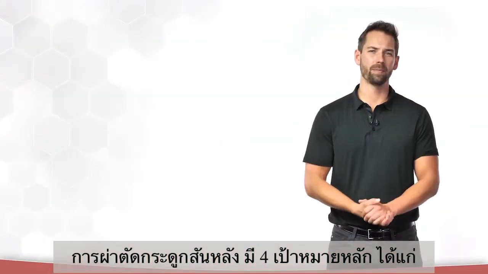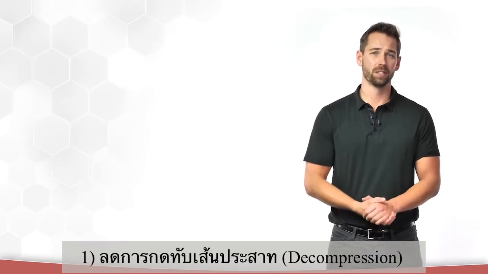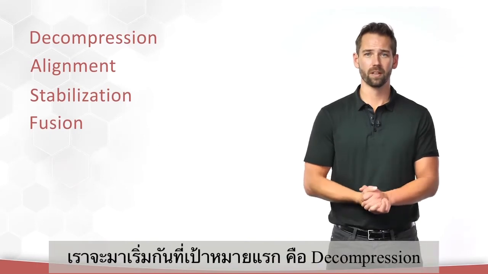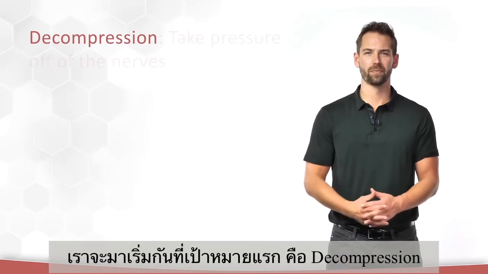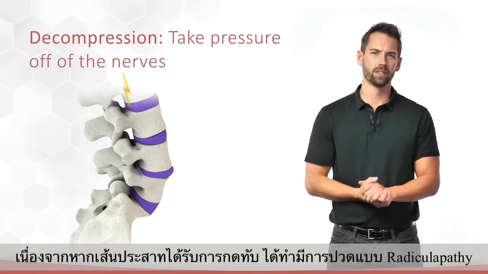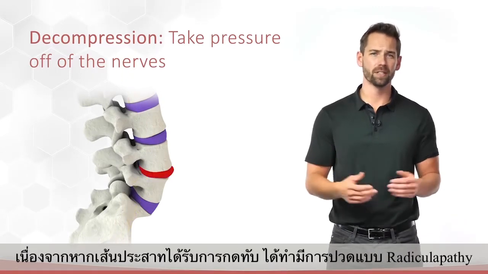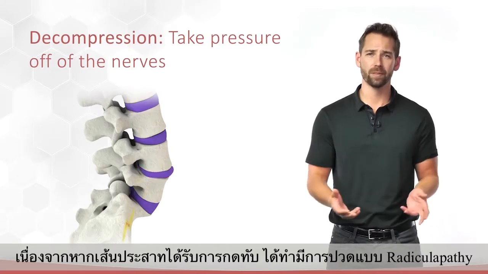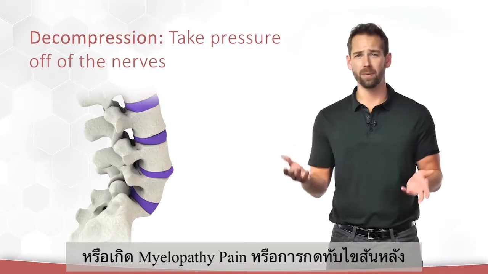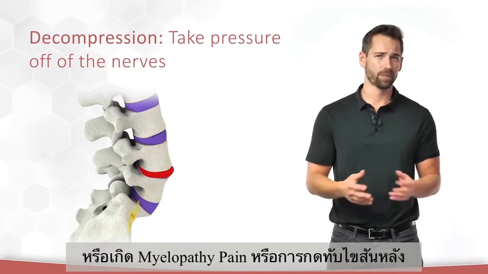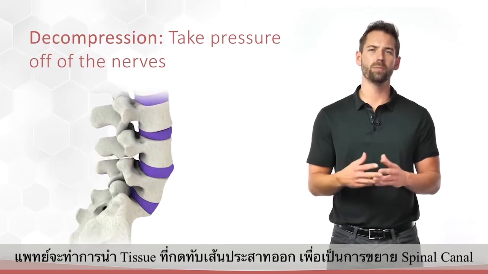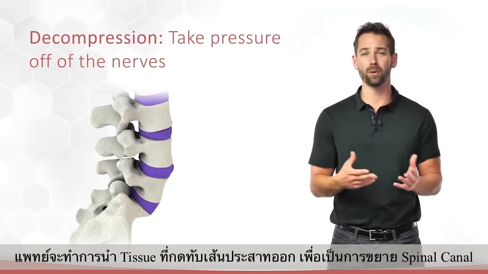There are four primary spinal surgery objectives: decompression, alignment, stabilization, and fusion. I'll begin with decompression. To decompress in spine surgery is to take pressure off the nerves. So if there is stenosis and neural impingement that is creating symptoms of radiculopathy, which is radiating pain in the limbs due to compressed nerves, or myelopathy, which is spinal cord compression, the surgeon will attempt to remove tissue or otherwise create space in order to remove any pressure on the nerves or spinal cord.